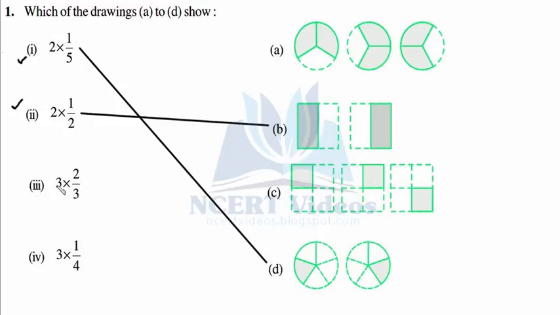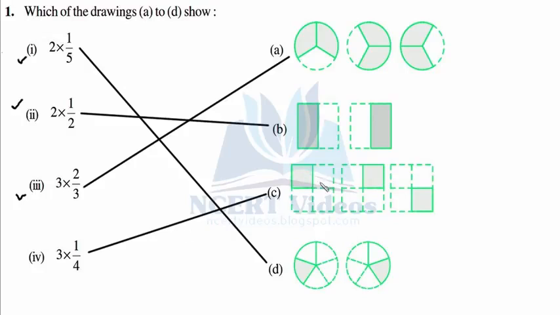Third, 3 into 2 over 3. So 2 portions will be shaded out of 3. This is not the case. This is the case. You can see 2 are shaded out of 3 and the same figure is repeated 3 times. That is your third, and the last one is the only left one, but we can check. 1 is shaded out of 4 and this will continue till 3 times. So this is how you match your question. That was your question number first.